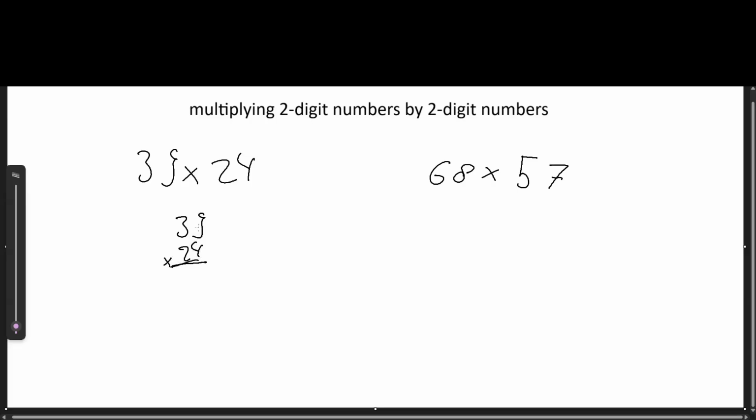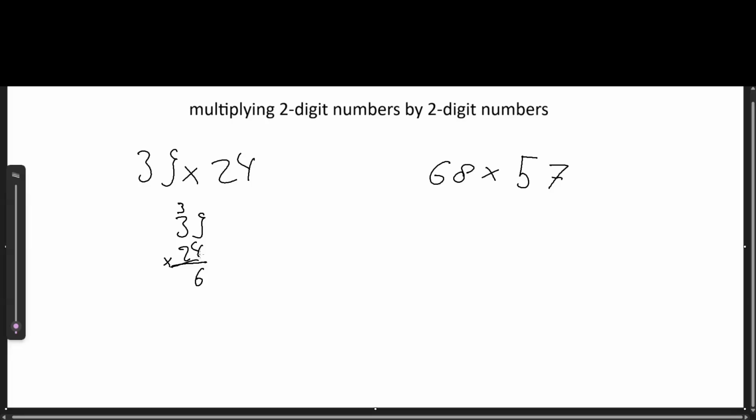So first, what we're going to do essentially is 4 times 39. After that we're going to do 20 times 39. But I will teach you a simple trick for this. So we begin with 4 times 9, which gets you 36. So you put the 6 there and the 3 to save up top.